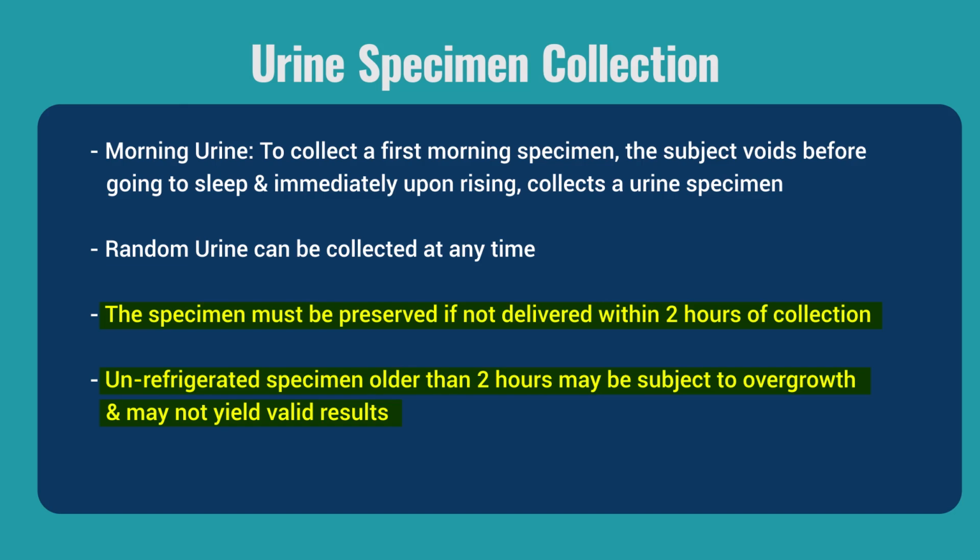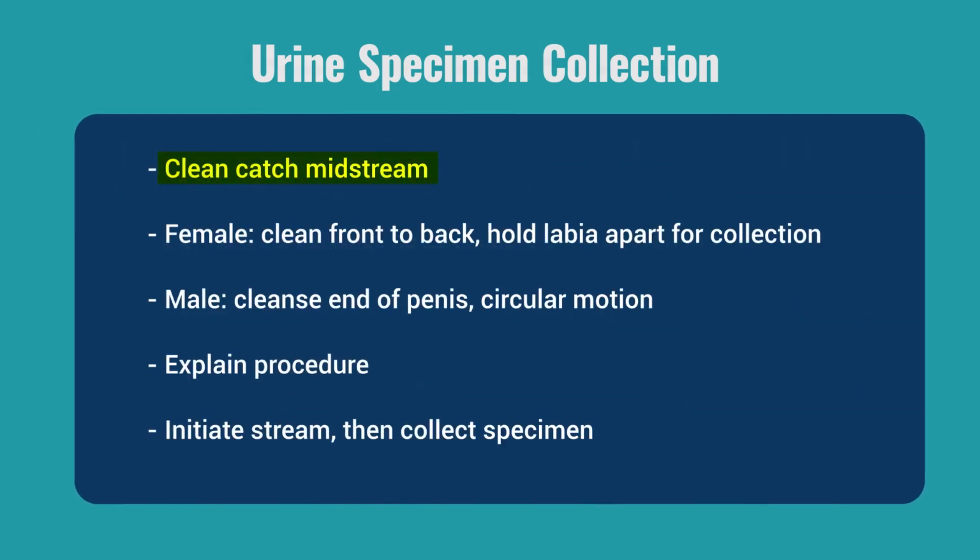For sending a urine routine, micro, gram stain and even culture, you need to explain your patient how to take the urine specimen. It has to be a midstream clean catch specimen. For females, it has to be clean from front to back and hold the labia apart for collection. For men, you have to clean the end of penis in a circular motion and then the sample has to be taken. The first few dribbles of urine can be ignored and then the sample collected.